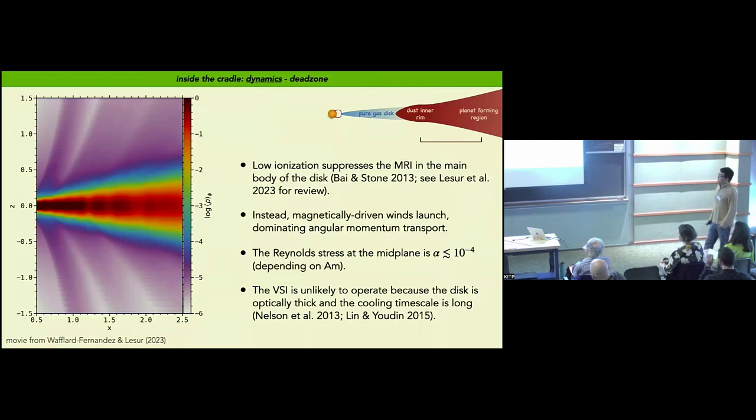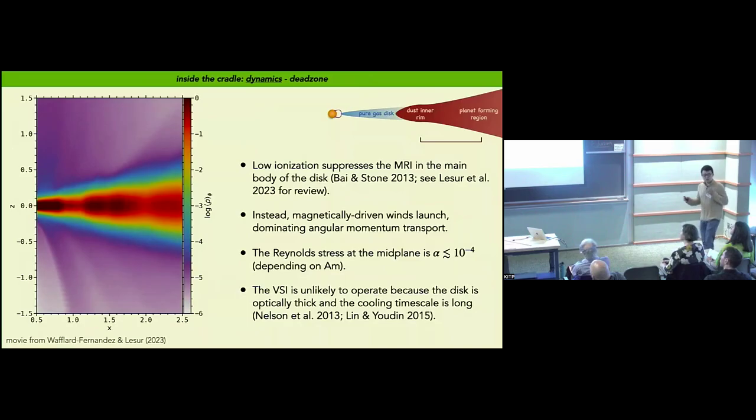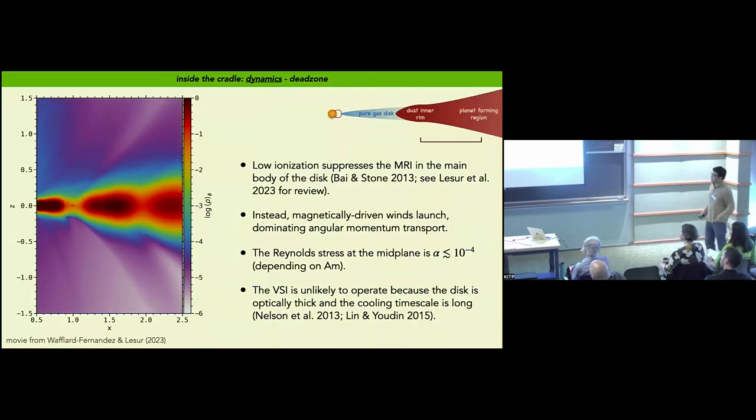Lastly, this is a recent development in the field. How does the disk accrete, right? It turns out that when there's low ionization in this dead zone, now we are moving to the outer part of the disk beyond a few AU, the ionization level is too low so that the material, the gas, is not directly coupled to the magnetic field, but through non-ideal MHD effects.